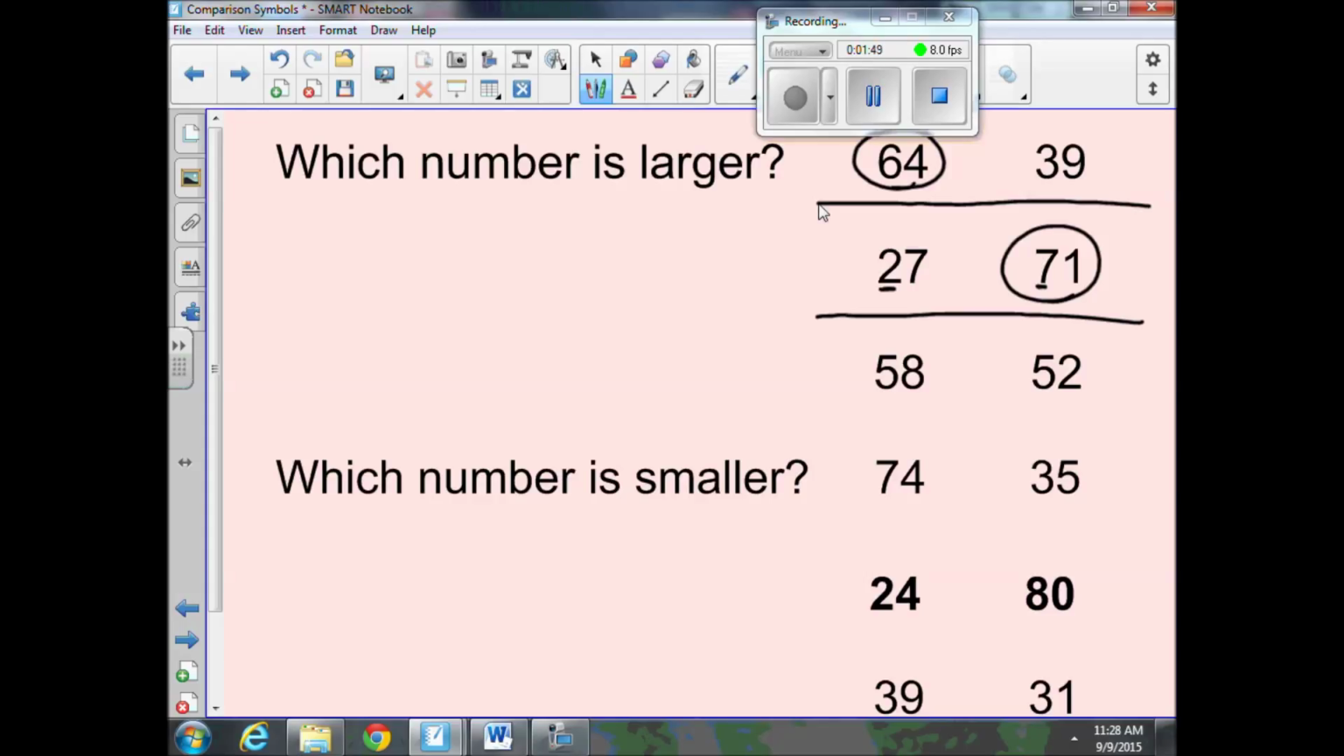Now I'm going down, I've got two more numbers. I have 58 and 52. Again, I'm going to start in the tens place. Uh-oh. I have 5 tens in the first number. I have 5 tens in the second number. I want you to turn and talk to your partner and tell them, what do you think I need to do now? Turn and talk.